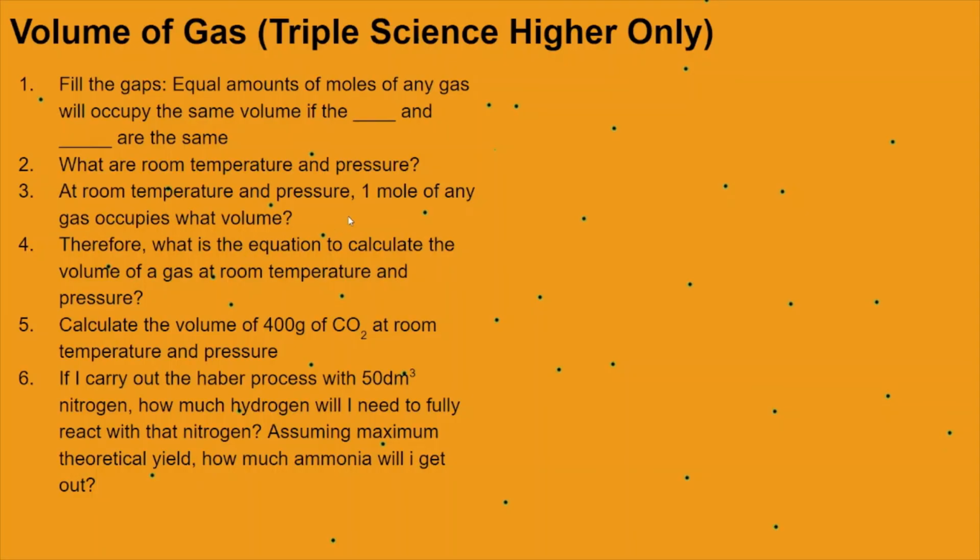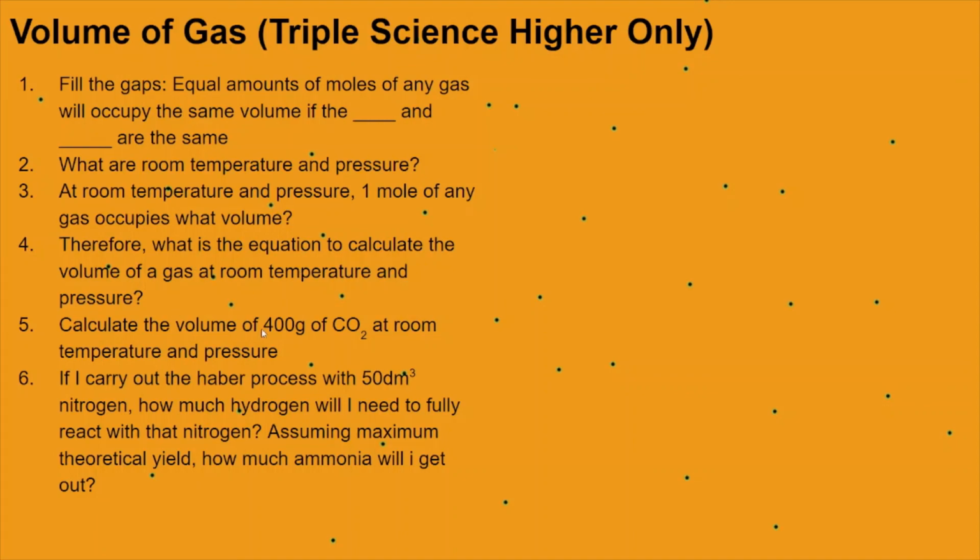And then, because we have the moles, we then times that by 24, because 1 mole of any gas occupies 24 decimeters cubed. So x moles of any gas is going to occupy 24x decimeters cubed as a volume. So therefore, the volume of gas is mass divided by formula mass to find the moles, and then times by 24 to find the volume of the gas.